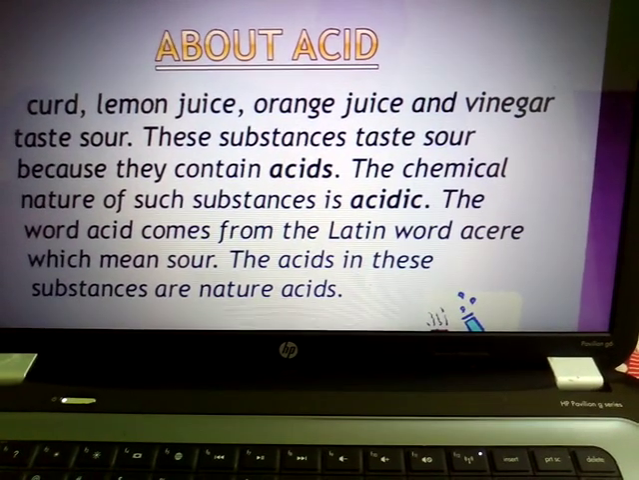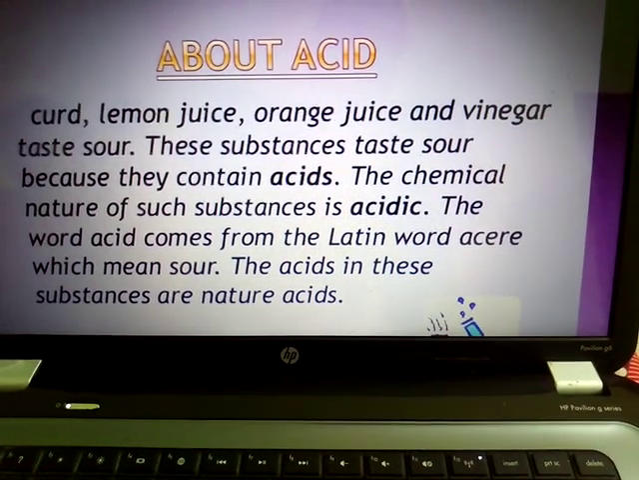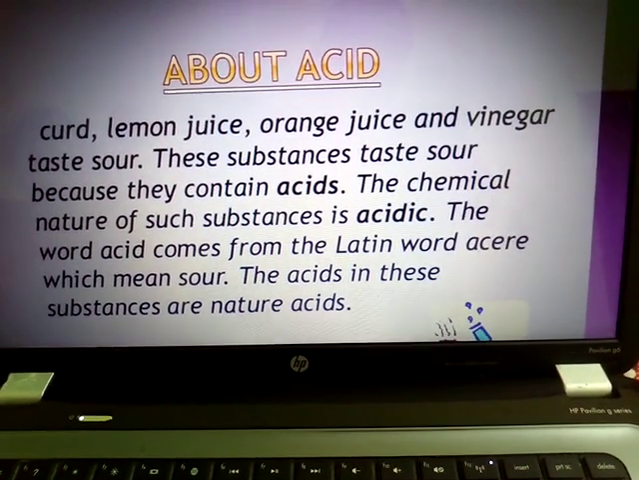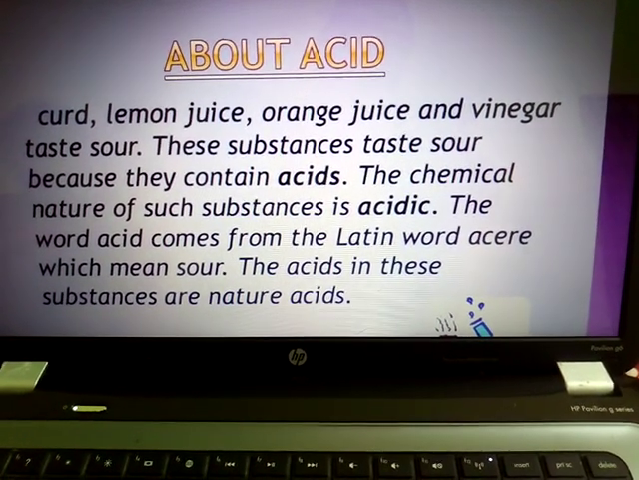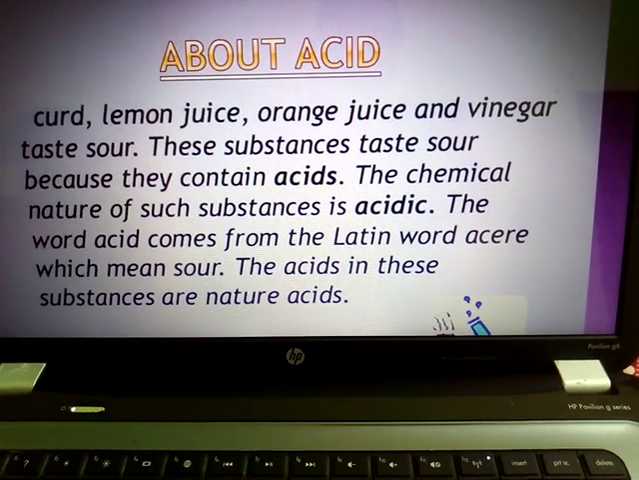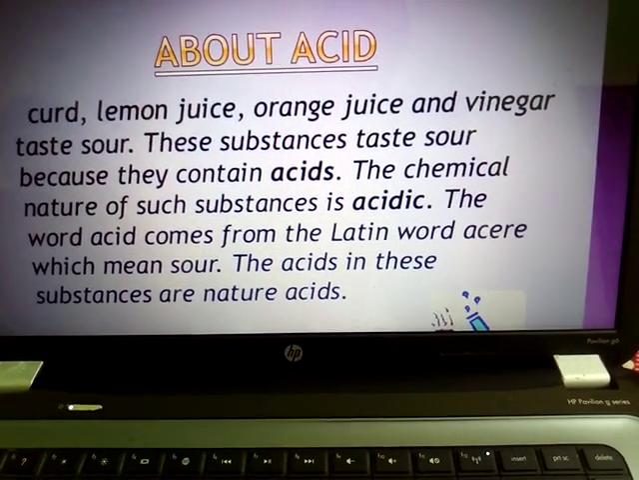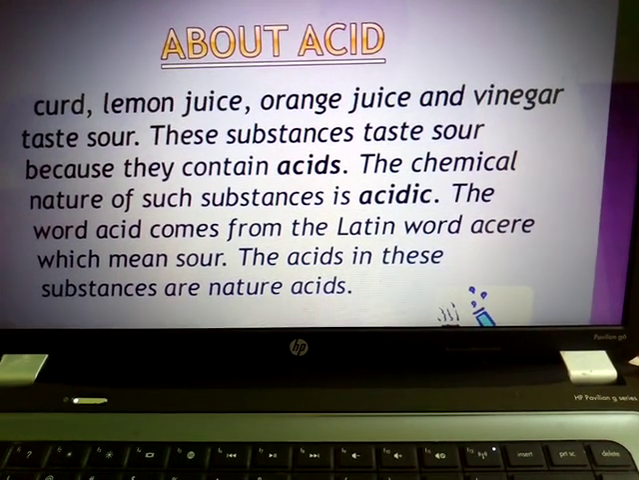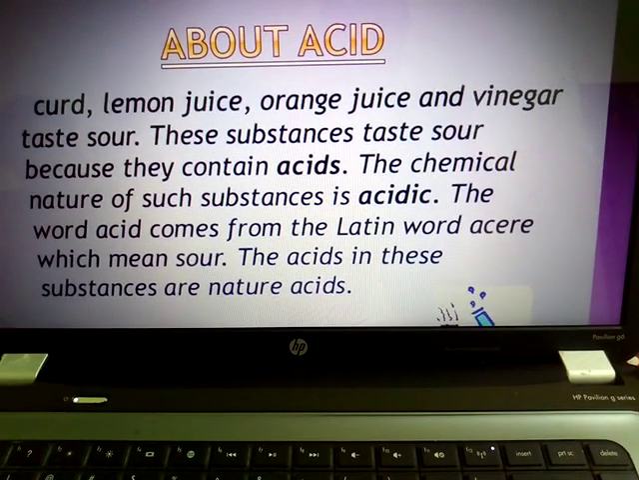The chemical nature of the substance is acidic. If something tastes sour, it means it is acidic in nature. The word acid comes from the Latin word acre, which means sour.